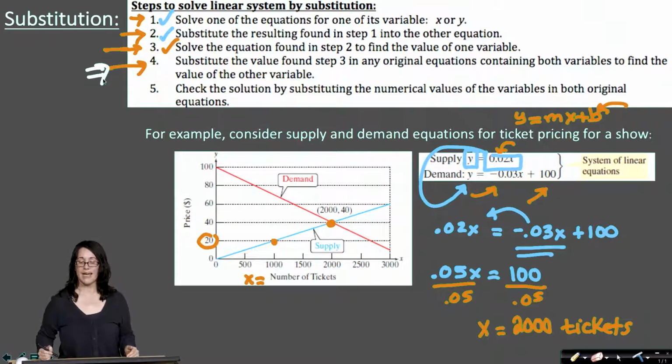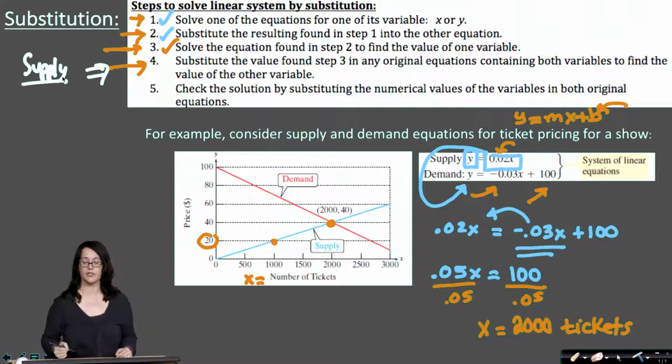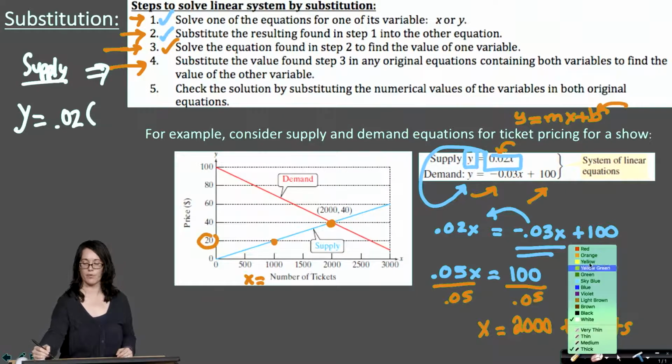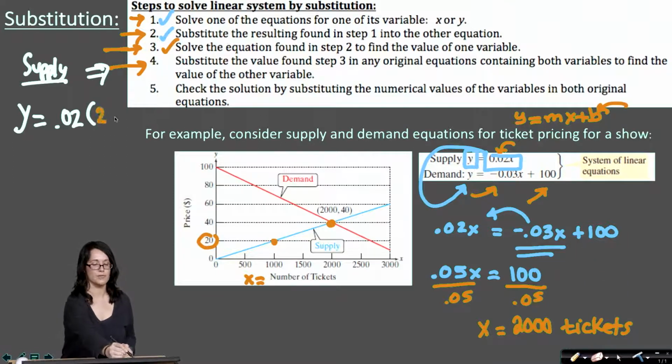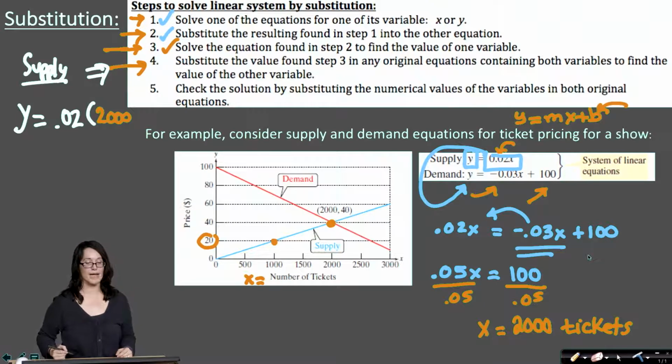To do step 4, I could either plug x into the supply function, x equals 2,000, or into the demand function, because we're claiming that they're the same at this location. So I'm going to pick the easy one, the supply function, which said that my output y should always equal 0.02 times x, where x is the value we just solved for by substitution, which was 2,000. If I multiply that out, 2,000 times 0.02, shouldn't I get 40?